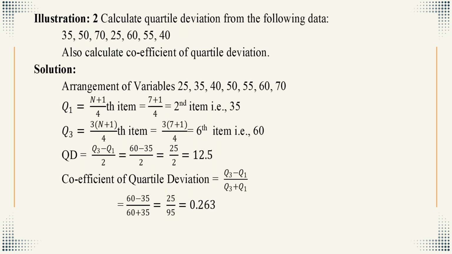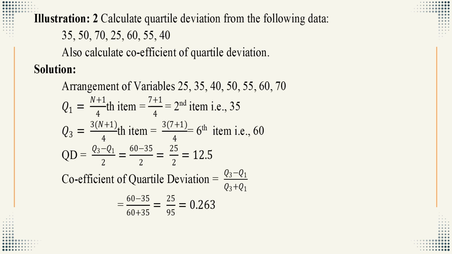Now let us see how illustration 2 is calculated. Calculate quartile deviation from the following data. This is individual observation, so the arrangement should be done in ascending order. Then (n plus 1) by 4 equals the second item, since there are 7 variables given. The second item is 35. Like that, the sixth item, that is 60, is Q3.